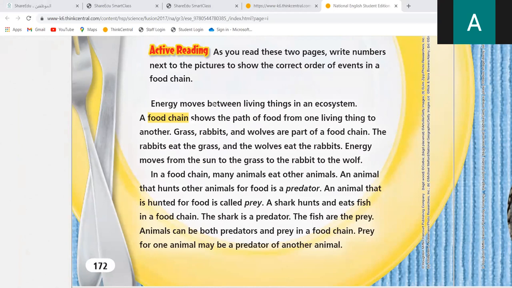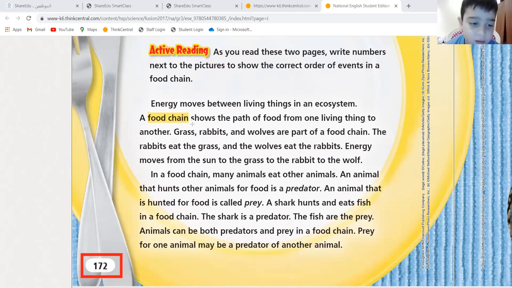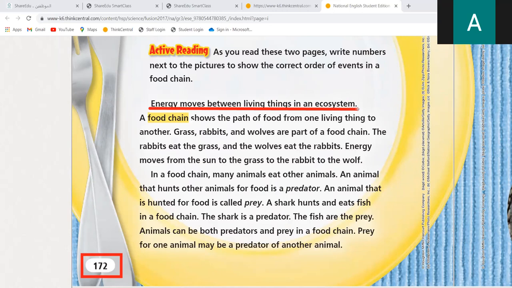Please, boys, open with me to page 172. If the energy moves between living things in an ecosystem, a food chain will show the path of food from one living thing to another.